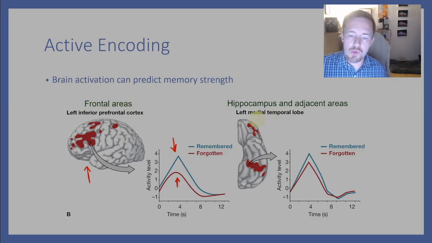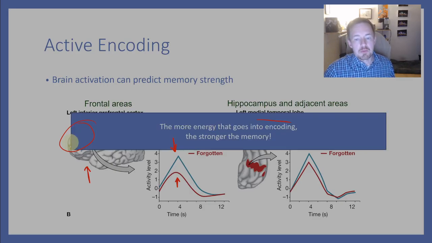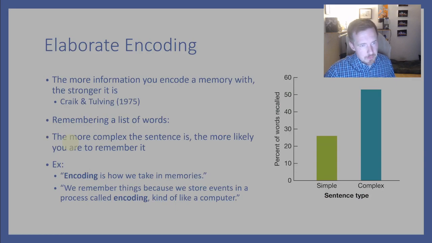And so what we're saying here is that the important areas for remembering information, we already know the medial temporal lobe is going to be involved in there, because the medial temporal lobe is where the hippocampus is, but also the prefrontal cortex is really important. The more activation in the prefrontal cortex at the time of studying, the higher the recall rate, usually. If you want to find some examples, you can probably find some that aren't true, but for the most part, that is true. So the more energy you spend in encoding, the stronger your memory will be.